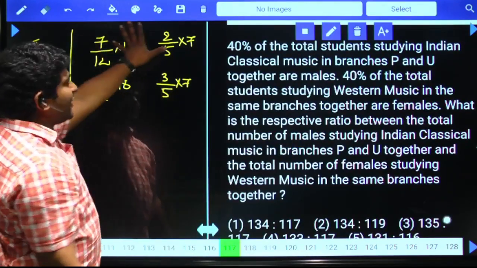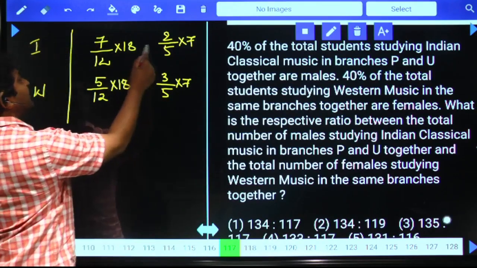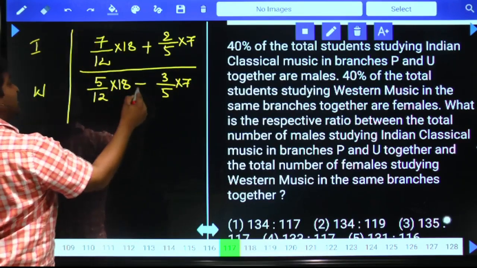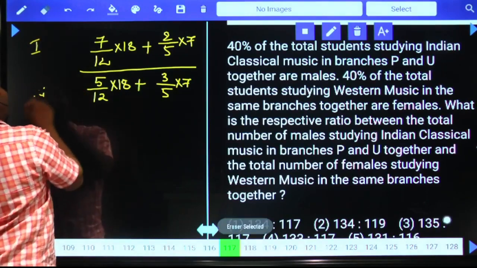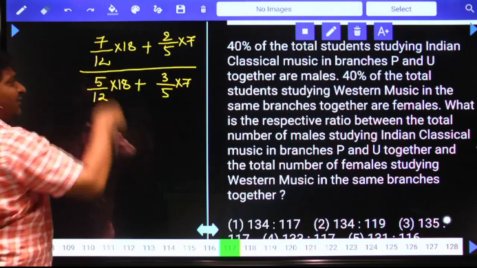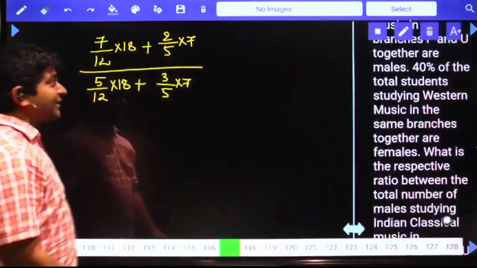Here 40%, here 40%, both get cancelled, so don't worry about it. Sum of these two numbers divided by sum of these two numbers. This is what we need to calculate. So to be frank, 40% of the numerator divided by 40% of the denominator. As they both get cancelled, we don't need to consider that.